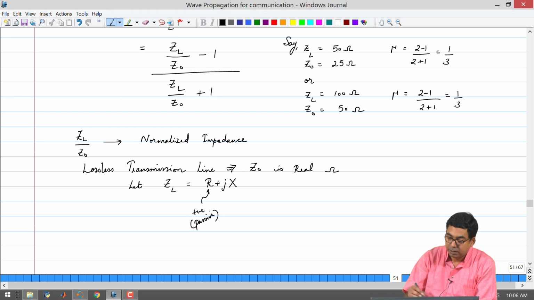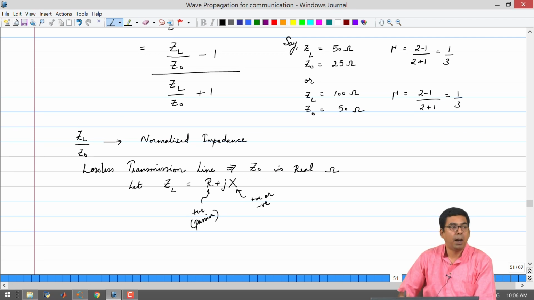However, the X could be positive or negative depending upon whether you have a capacitive reactance or an inductive reactance. For the inductive reactance it is going to be positive, and for the capacitive reactance it is going to be negative. So, these are the cases which are possible for ZL.